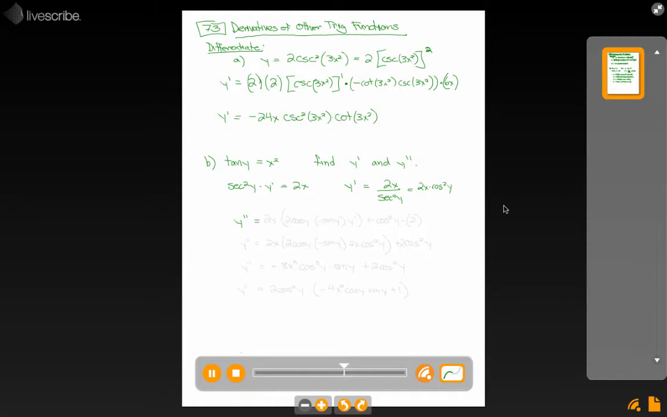Now to do that, I'll need to use the product rule. Say, okay, 2x times the derivative of cos squared. So that's 2 cos y times negative sine y times y prime. Now, plus cos squared y times the derivative of 2x, which is much simpler, which is that.